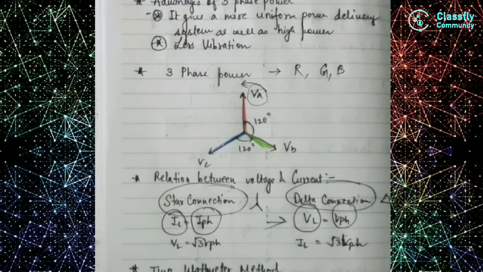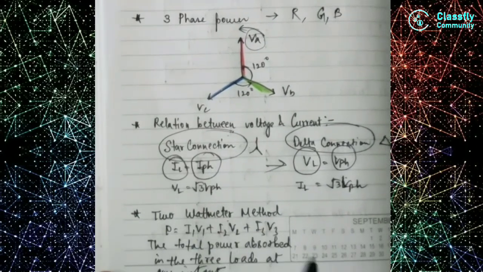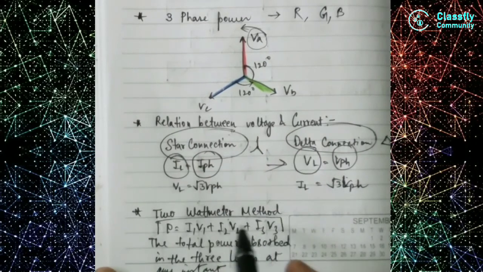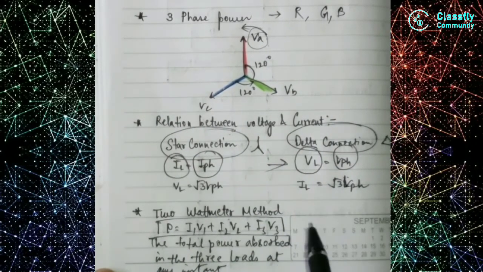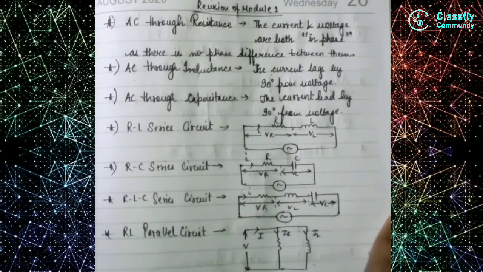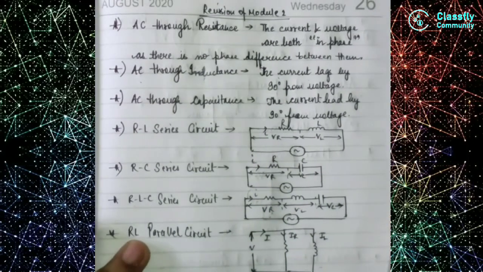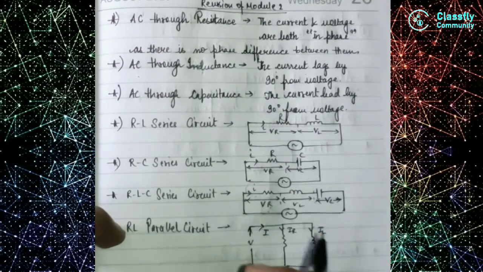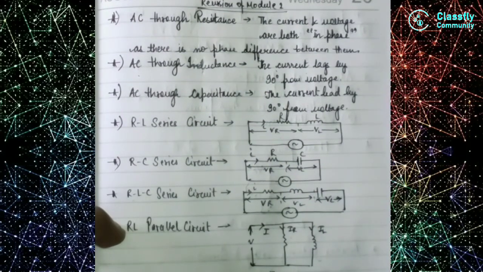Okay, and the last thing what we had done is the two wattmeter method in both star and delta connection. Both of them we need to prove that P is equal to I1 V1 plus I2 V2. That means the total power is absorbed by each of the loads, that is V1, V2 and V3 at any instant. So this was a brief revision of module 2. I hope you all understood, and these are all the main points which you need to know in the whole module 2. So today's lecture ends here.